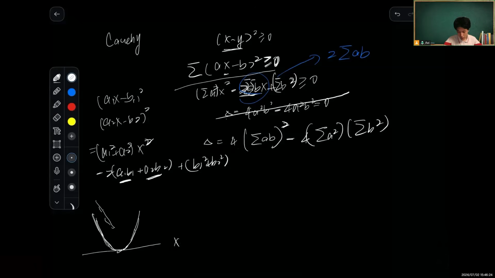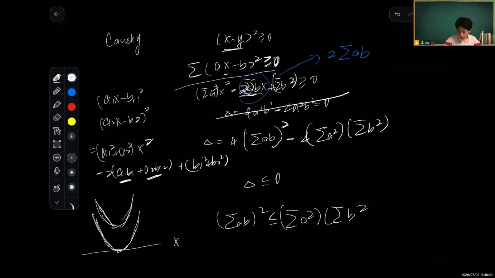Of course, it can also go above, because all we are requiring is that it is greater than or equal to. It can also be greater. So that means the determinant is actually less than or equal to 0. In that case, we can rewrite it as the sum of ab, squared, is less than or equal to the sum of a squared times the sum of b squared. And this always holds true because the originating expression is always true. This is the Cauchy-Schwarz inequality, or more commonly known as the Cauchy inequality.